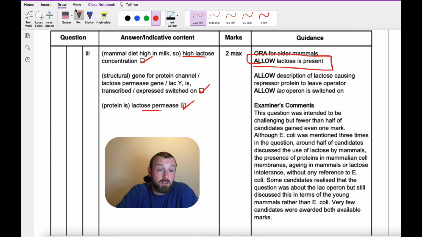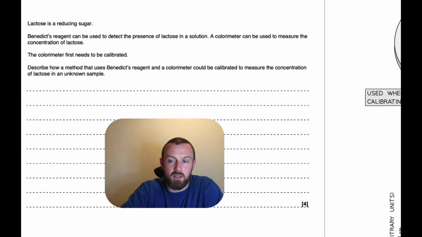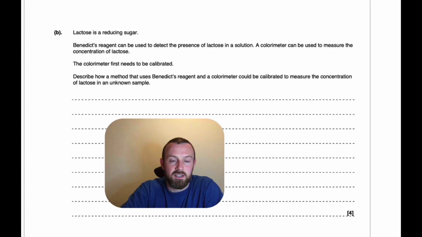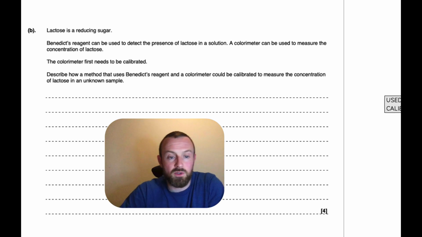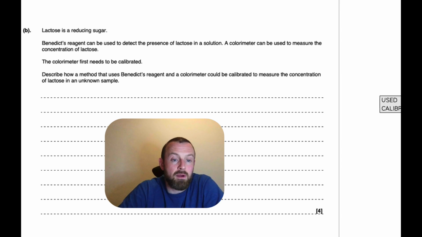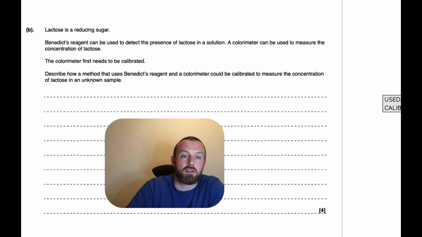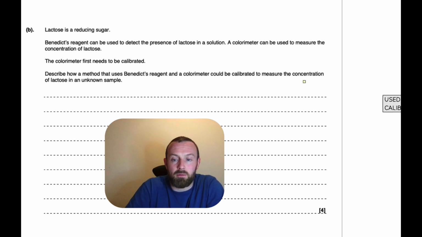a longer form potentially. Okay, moving on to the last part of that question, it says lactose is a reducing sugar. Benedict's reagent can be used to detect the presence of lactose in the solution. A colorimeter can be used to measure the concentration of lactose. The colorimeter first needs to be calibrated. Describe how a method that uses Benedict's reagent and a colorimeter could be calibrated to measure the concentration of lactose in an unknown sample. So the question really tells you what it wants you to say.